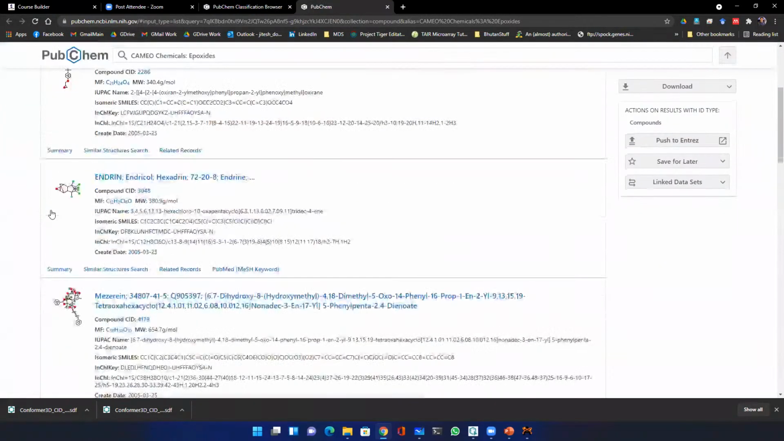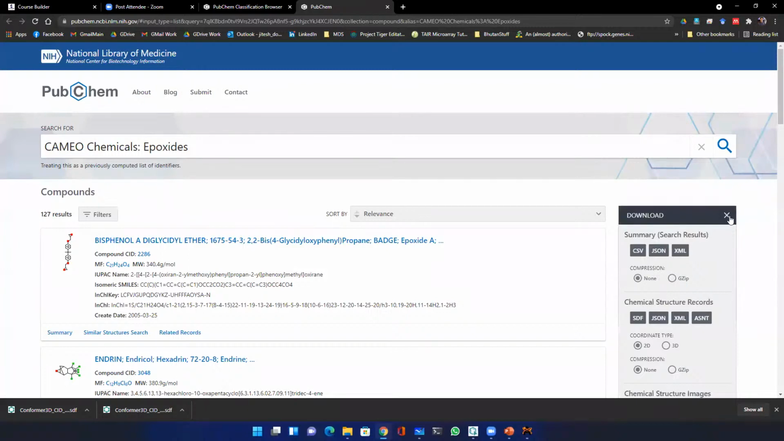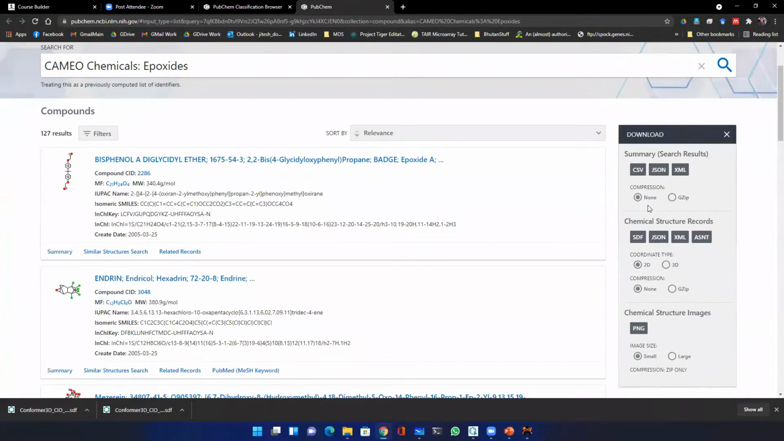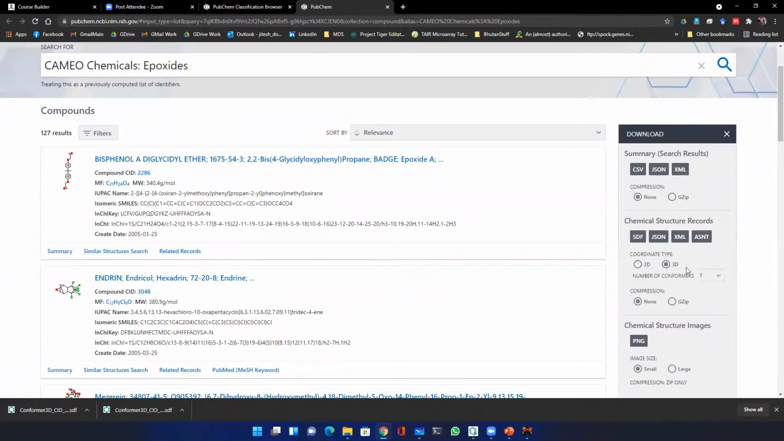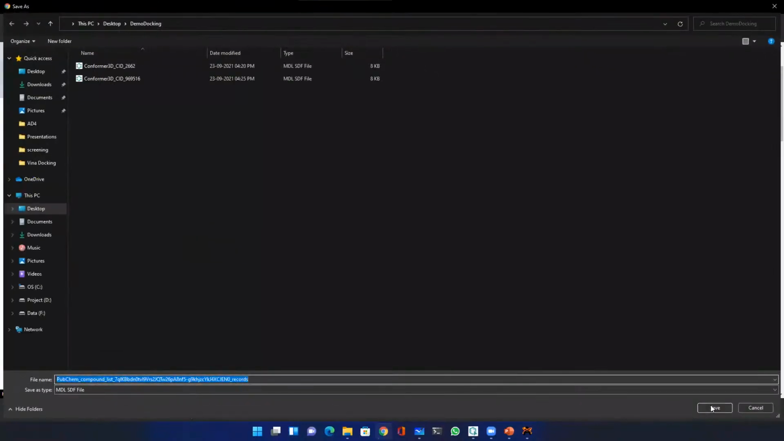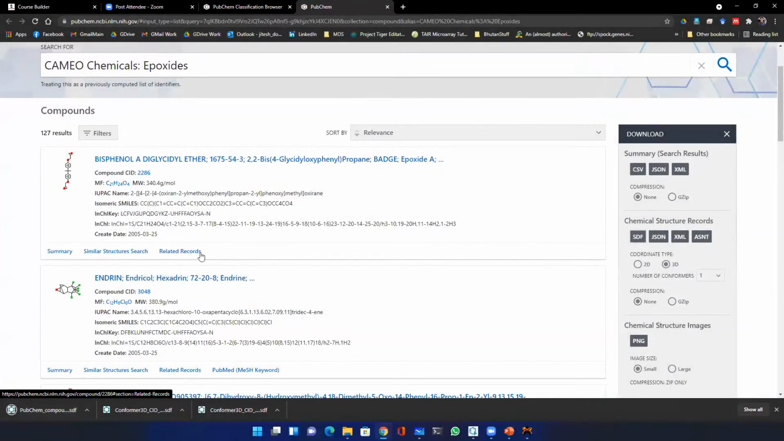So all the molecules will be shown here in the list, all the epoxides available. Then, rather than opening a molecule, you just click on this download button on the right. Here you will find this: select the type of data you want. First, select whether you want 2D or 3D. Click on 3D, and then click on the format you want. So all of these 127 compounds will be downloaded in a single file.